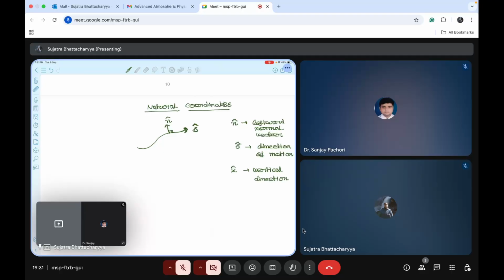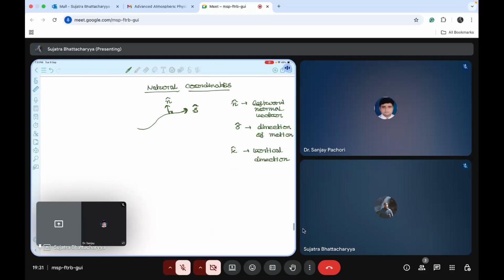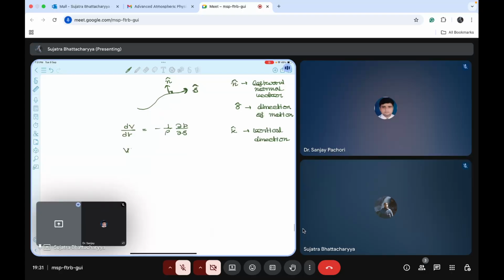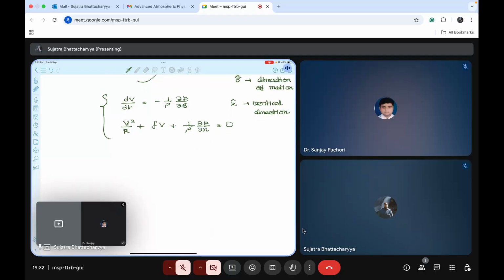So this is the difference in the natural coordinate, and the equation can be derived, but I am not deriving it. So it's dV/dt = -(1/ρ)∂p/∂s, that is in the direction of the motion, and V²/R, the centrifugal force, the Coriolis force is fV, plus (1/ρ)∂p/∂n should be equal to 0. These are the two equations which we use in the natural coordinate system.